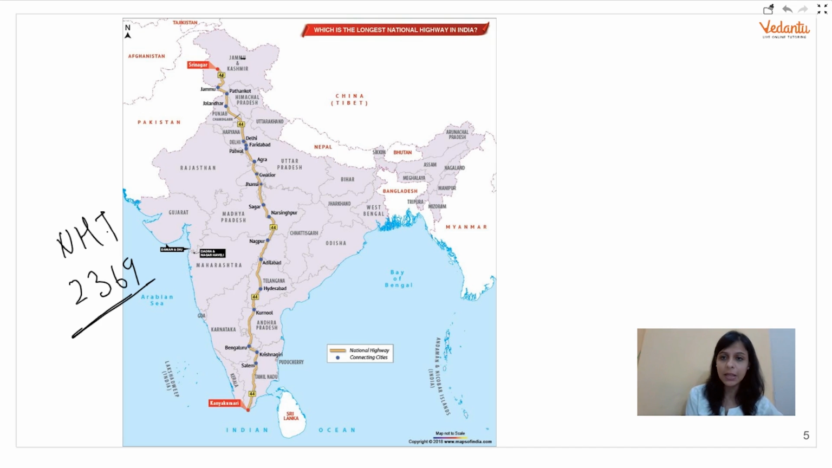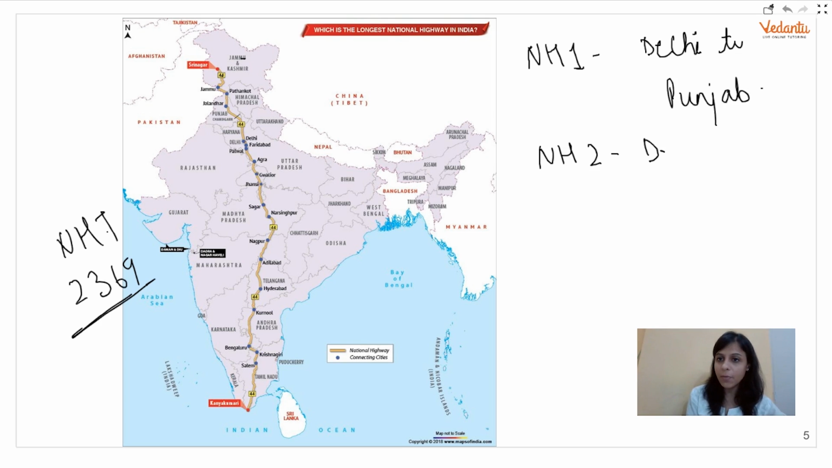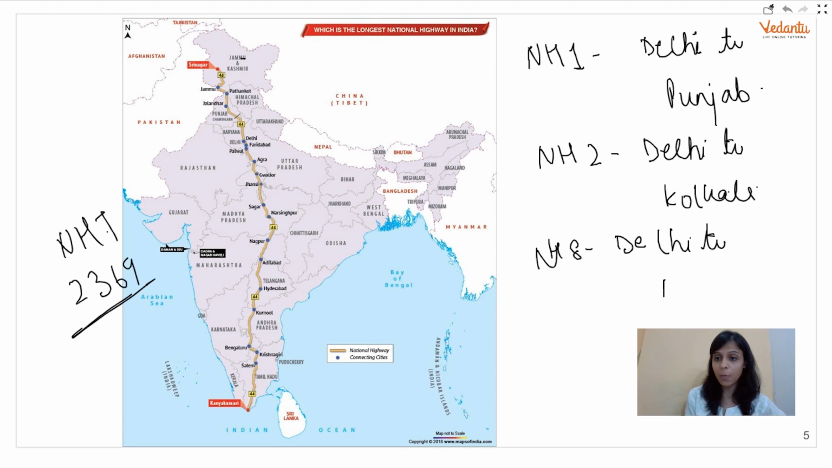That's the longest one. Another important national highway I want to talk about, let me write it here for you, is National Highway 1 that goes from Delhi all the way to Punjab. Then you have National Highway 2 from Delhi to Kolkata. And finally, National Highway 7 we just talked about. Another important national highway given in your textbook is National Highway 8 that goes from Delhi to Mumbai.